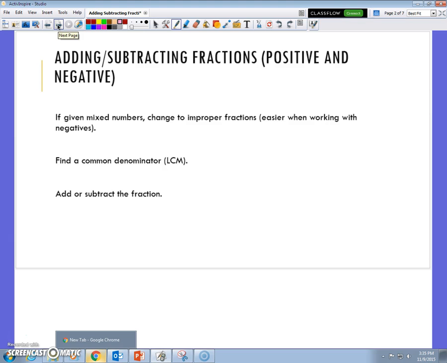Now the big deal here, the thing that we really need to keep in mind is we need to change all our mixed numbers into improper fractions. Because if we try to change negative, like say negative 2 and 3/8, what I see is a lot of students, they do 8 times negative 2, which is negative 16 plus 3 over 8, which is negative 13 over 8, which is not the case.